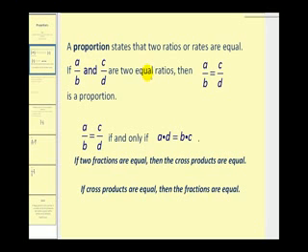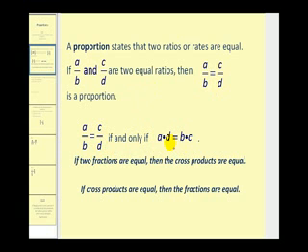A proportion states that two ratios or rates are equal. If A to B and C to D are two equal ratios, then we can say that they are equal and form a proportion. And A over B equals C over D if and only if A times D equals B times C. And these are called the cross products of the proportion.